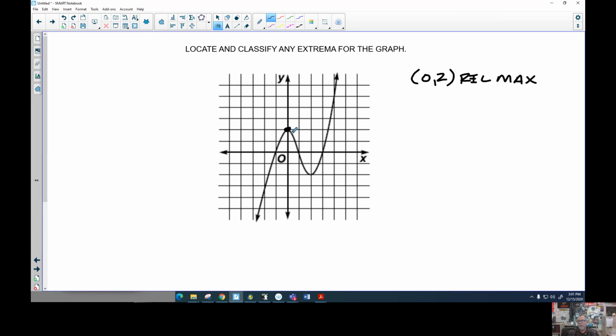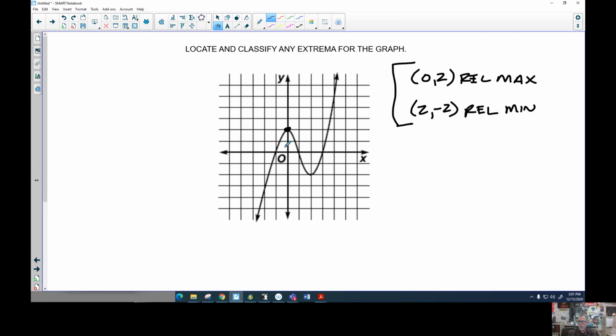All right. Then I continue on. Going down here, I go down to the bottom, and we get (2, -2). So (2, -2) is my next point. And that is a minimum. Decreasing, increasing. That is a minimum, and it is what kind? It is a relative minimum because there are points lower than it. Right? So relative minimum. Those are the only extrema.